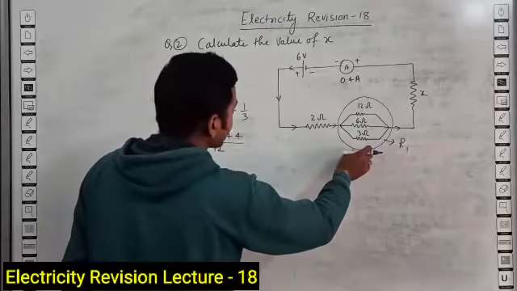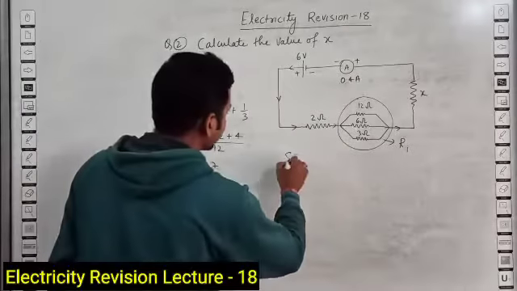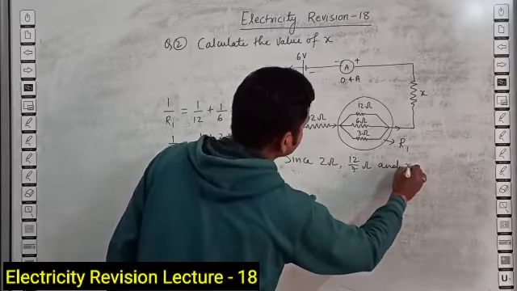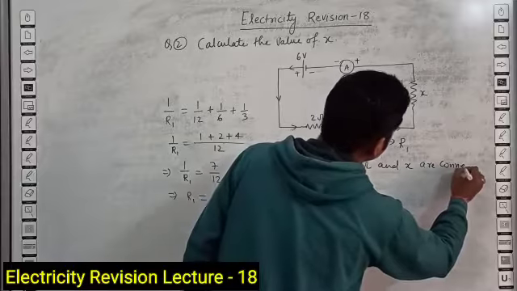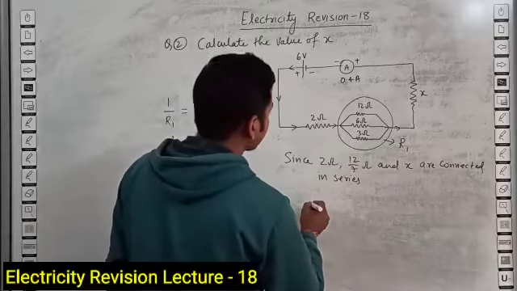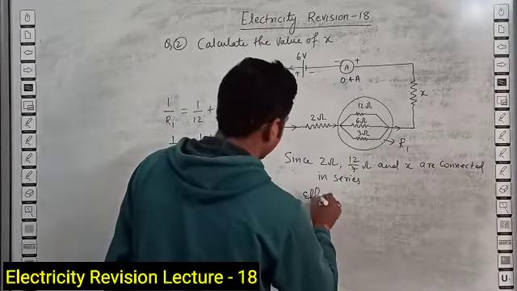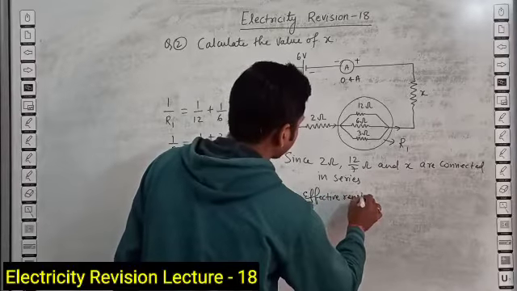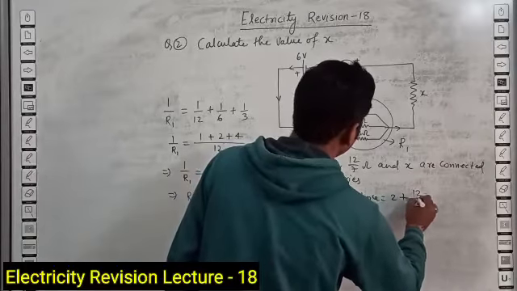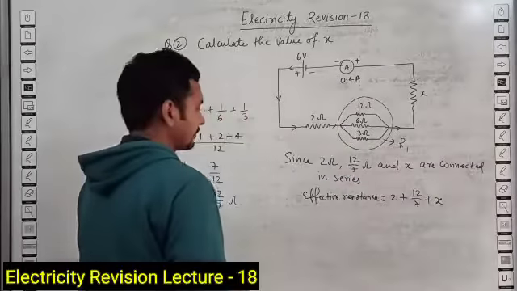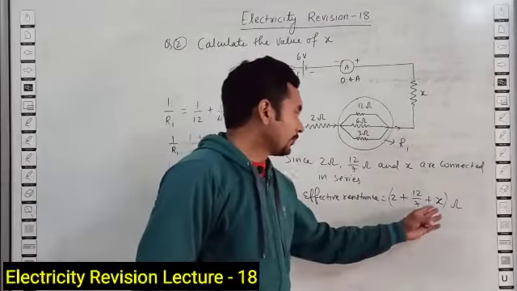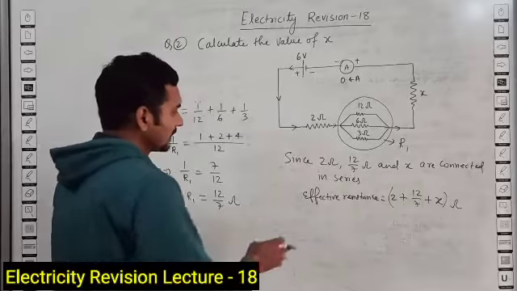Now 2 ohm, 12 upon 7 ohm and X are connected in series, so the effective resistance is equal to 2 plus 12 upon 7 plus X. This is the effective resistance, and we have to find the value of X.